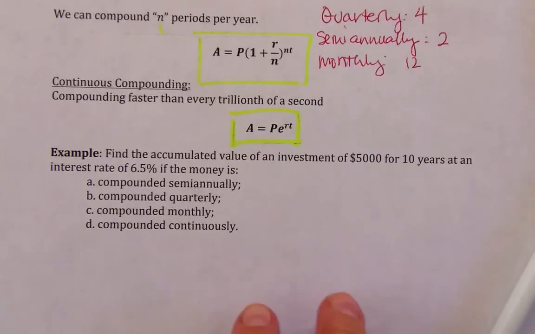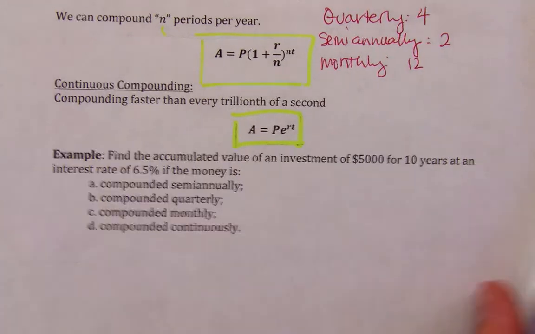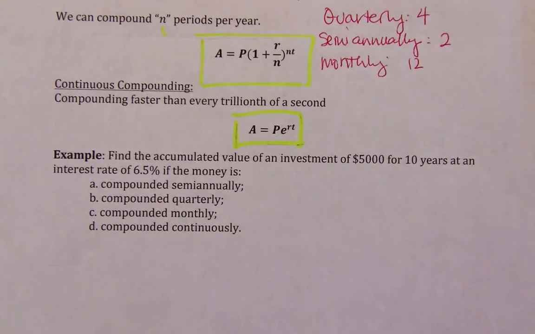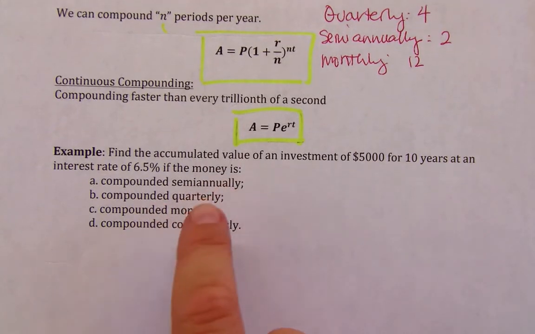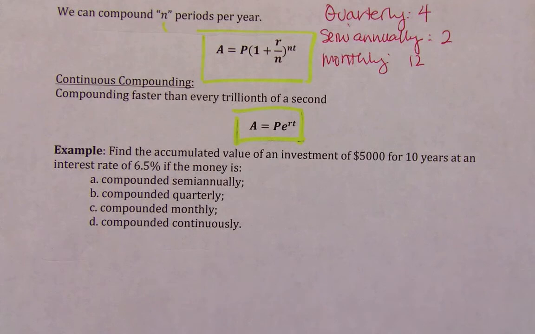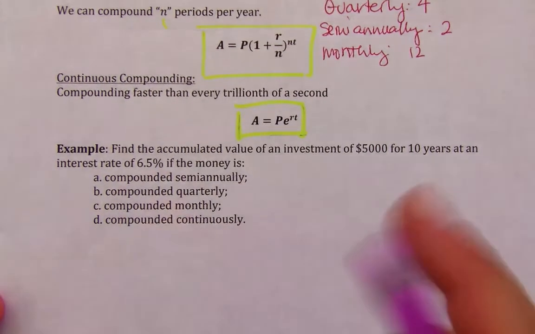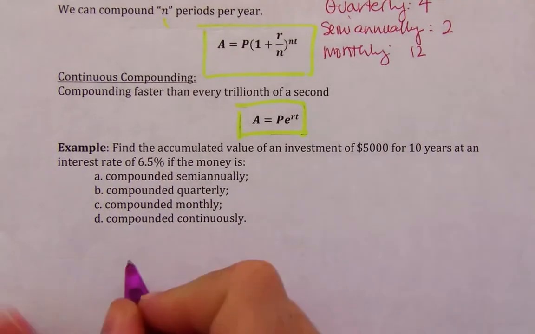So we're going to look at an example here. And it says, find the accumulated value of an investment of $5,000 for 10 years at an interest rate of 6.5% if the money is compounded semi-annually, quarterly, monthly, and continuously. So I'm going to go through these, the first three pretty quickly because they are all similar.